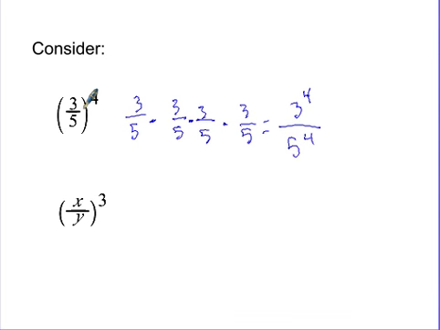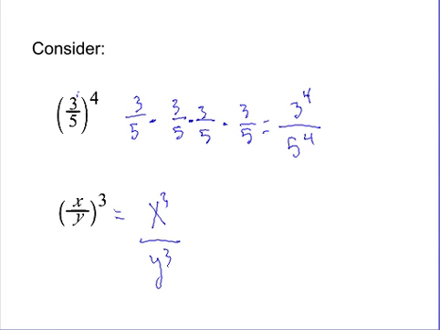And so it's just like when we had exponents of exponents yesterday in the multiplication lesson. We're going to multiply the exponents because the 3 here has an exponent of 1, right? So 3 to the 4th over 5 to the 4th is the way that would work out. So how about this next one? What would we end up with? x to the 3rd over y to the 3rd. All right, pretty simple stuff again.